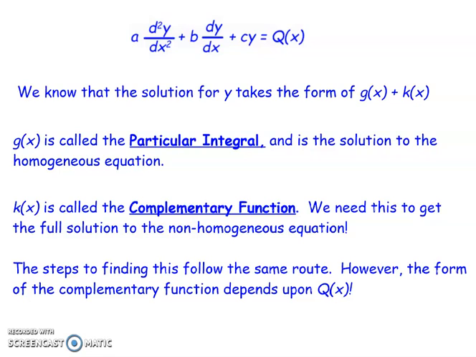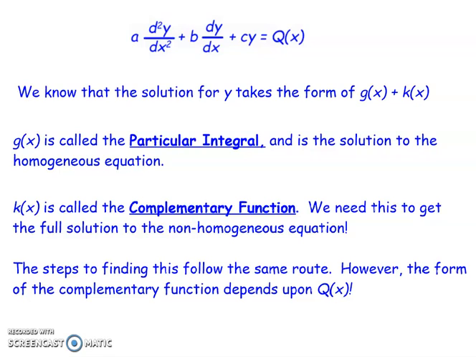So the solution for this takes the format of g of x plus k of x. In this, g of x is called the particular integral, and k of x, the solution of the homogeneous equation, is what's called the complementary function. And what we need is this to get the full solution of the non-homogeneous equation, because that takes into account the fact that I've got a function on the right hand side. So I've got a relationship q of x, which needs to be taken into account.